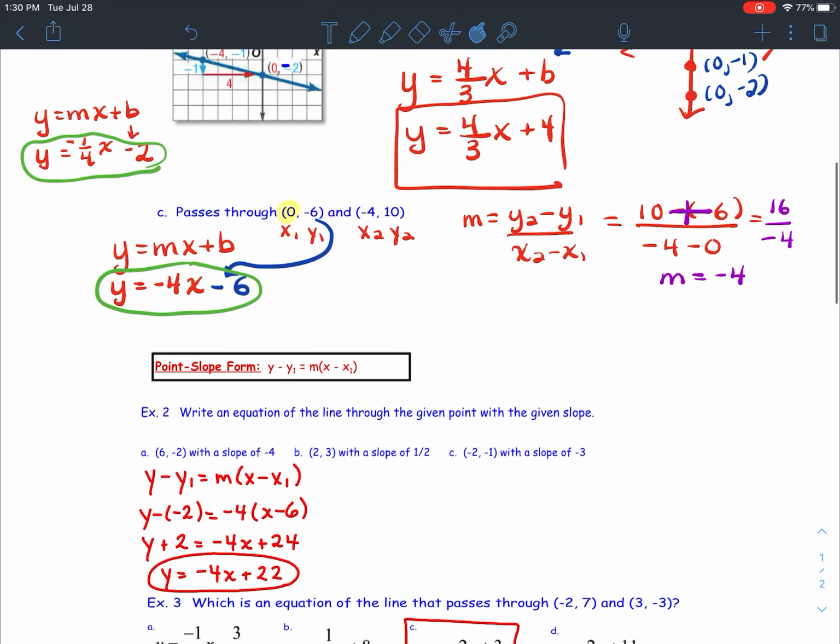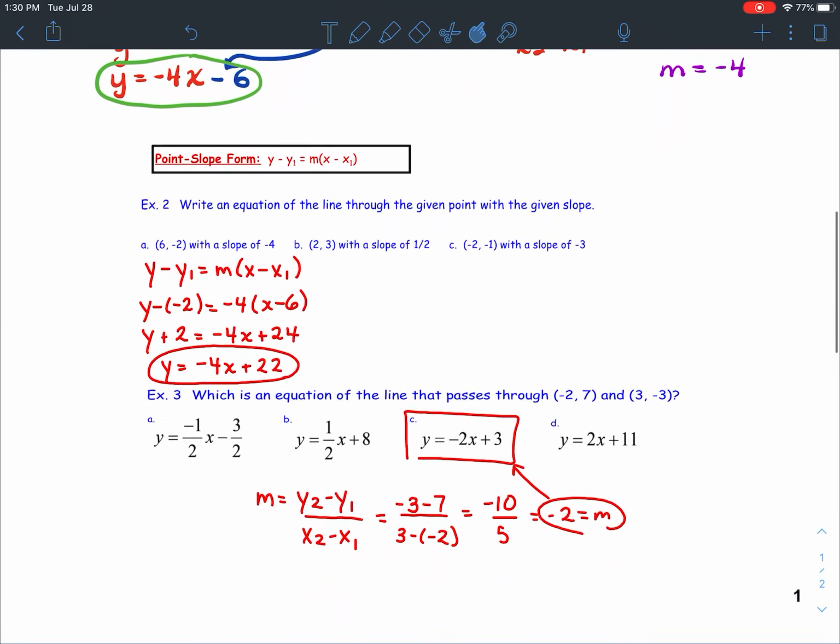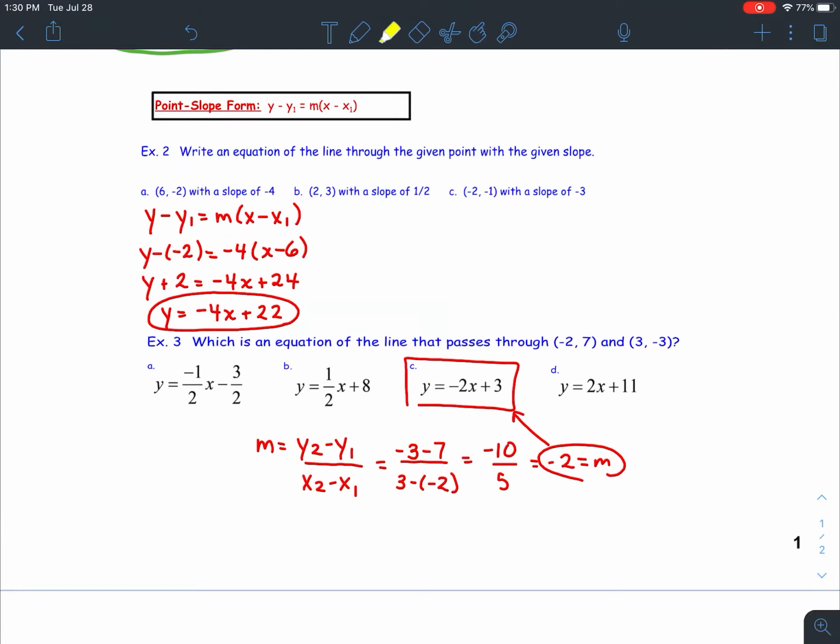Okay, now we're going to look at some examples of problems where they're not going to give you the y-intercept, and this is where using something called point slope form is helpful. When you have point slope form, you're going to obviously plug the slope in for the m, but the reason this is called point slope form is you're going to plug in the coordinates of one point in for the x1 and the y1.